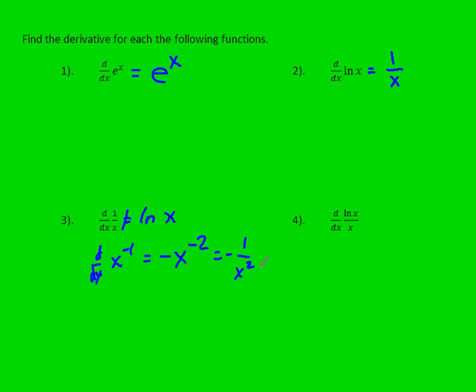All right, number 4, ln of x over x. This is a quotient rule. So low d high, so low times the derivative of ln of x, which is 1 over x, minus the high times d low times 1, all over low squared. X times 1 over x is just 1. ln of x times 1 is just ln of x. So this would be 1 minus the ln of x all over x squared.